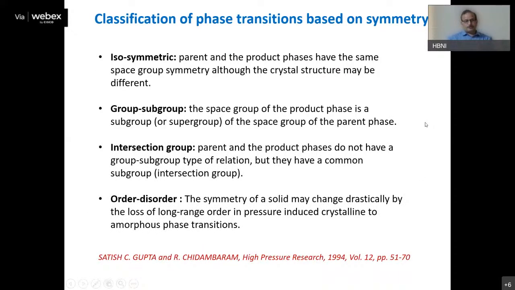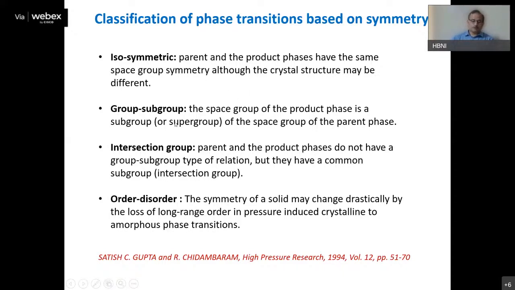Okay, another important classification is based on symmetry. Actually, this is something that is more relevant for high pressure phase transitions, where I told that very little displacements of the atoms give rise to the phase transitions. So when there is a little movement of atoms, we can associate some symmetry to the parent and daughter phase. So we can classify phase transition based on symmetry, like in these four groups. First, isosymmetric phase transition, where parent and daughter phase have the same symmetry. This kind of phase transition occurs generally when there is an electronic phase transition.